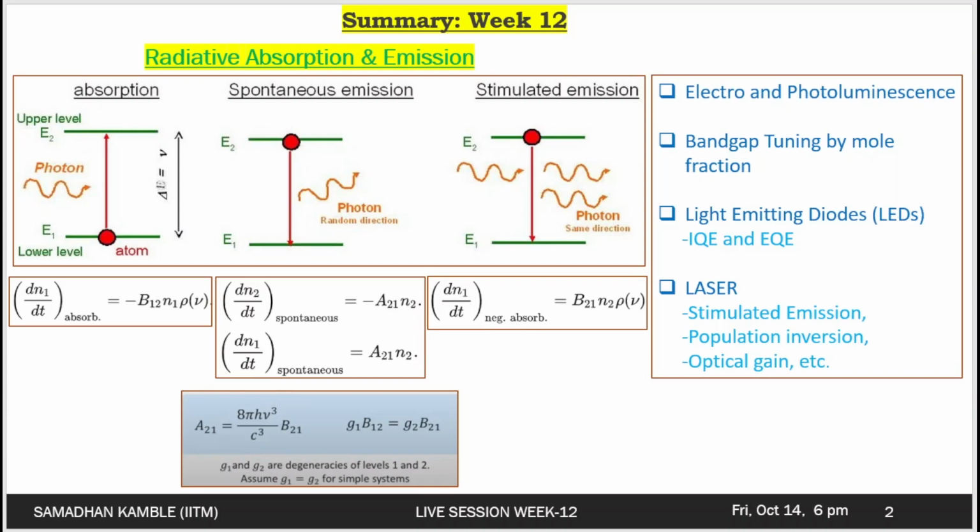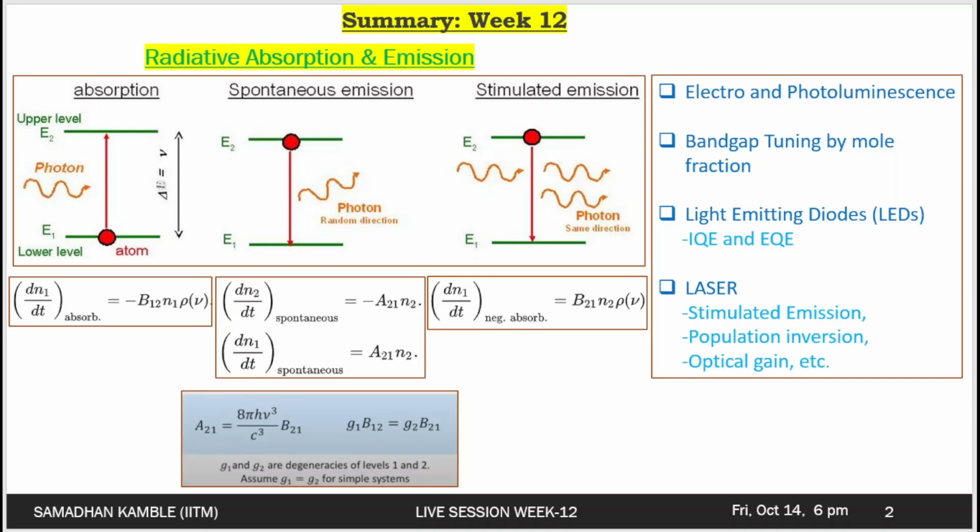The way we can understand the absorption process is to model it by writing a rate equation for it. What is the rate of decrease of electrons in the lower state is the question that we encounter, and we can write it as the derivative of n1 with respect to time. So n1 is the number of electrons in the ground state. So dn1 by dt gives us the rate of decrease of electrons in the lower state.